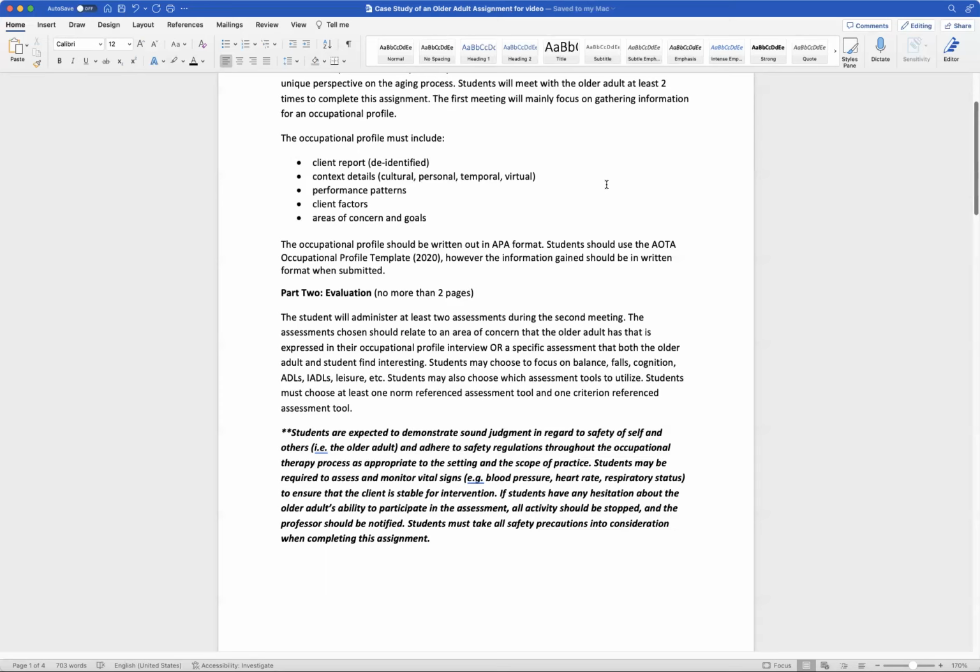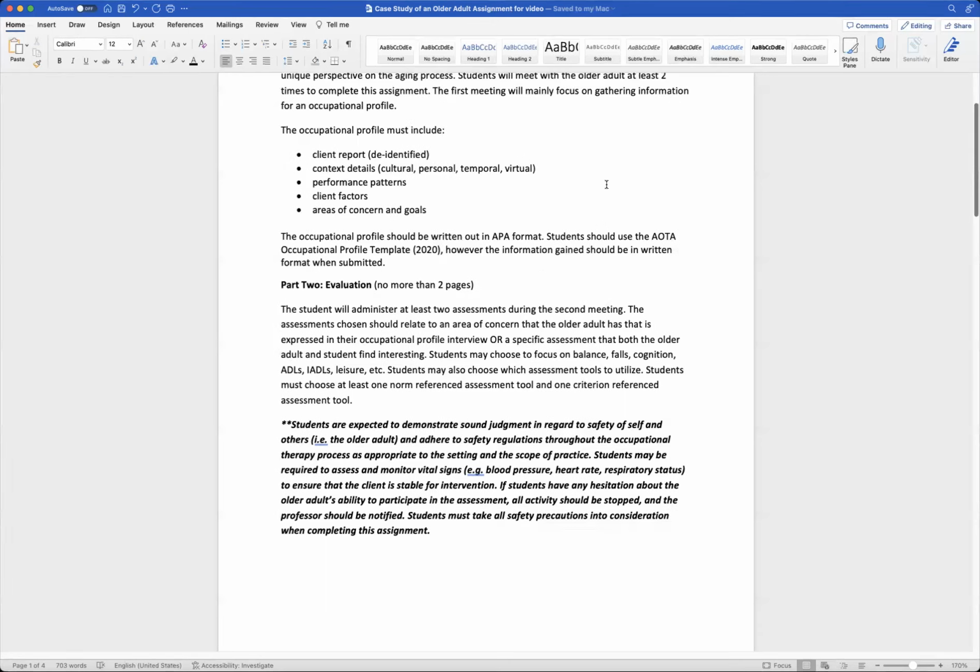You need to include context details, including cultural, personal, temporal, and virtual. It's not either or. You need to include at least all 4 of those contexts. You need to include performance patterns, client factors, and areas of concern and the client goals.